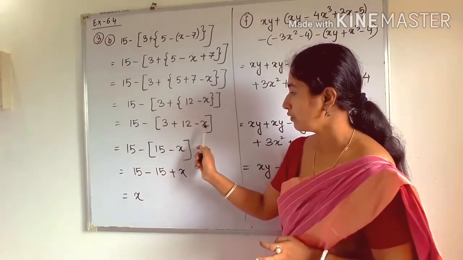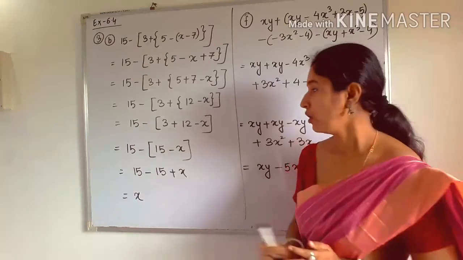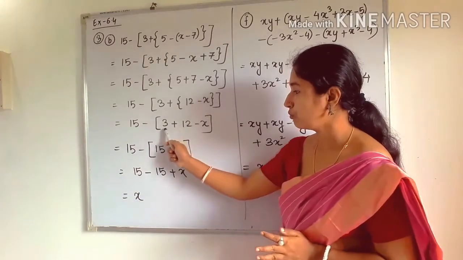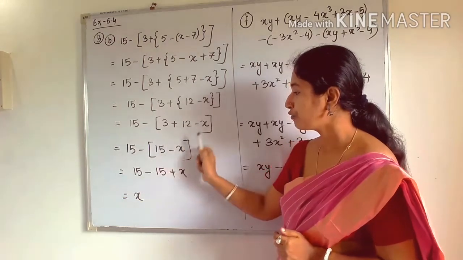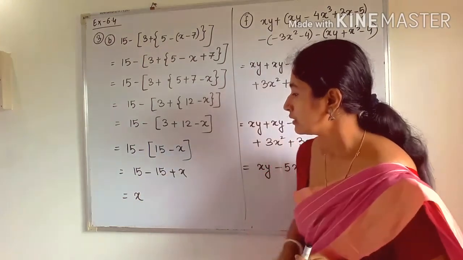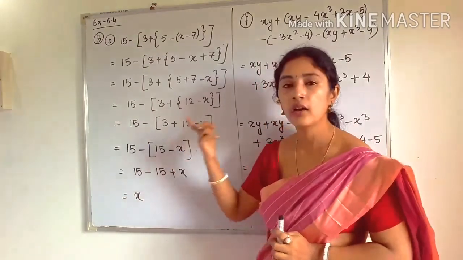So next we will solve this bracket, that is the last bracket, the square bracket. So 3 plus 12, here both are constants, so we can simplify it. We will get 15. So 15 minus x. Now see, this cannot be further solved, so we have to open the bracket now.